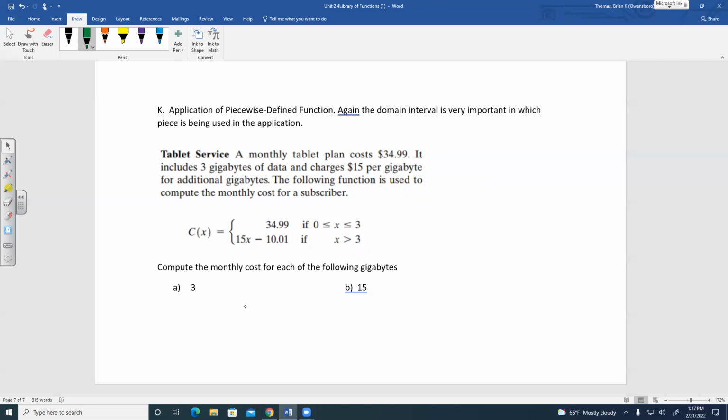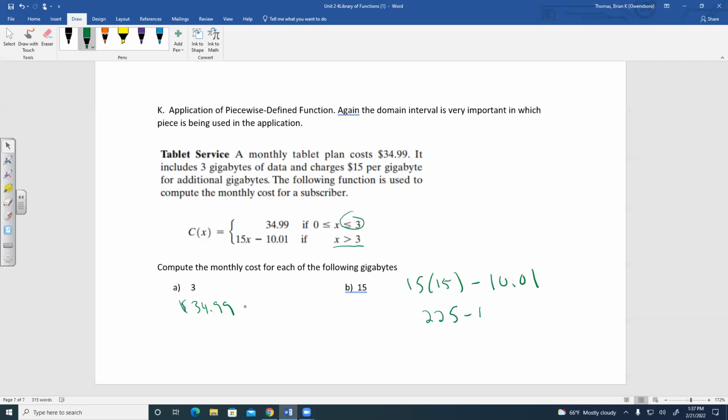So if I want to compute the monthly cost for the following, we have 3 as the first one. So notice that 3 would be under the original plan. So that's only going to cost me $34.99. But for 15 gigabytes, notice how that's going to be greater than 3. We have to use this formula here. So it's going to be 15 times 15, and then we're going to subtract 10.01. So 15 times 15 is 225.